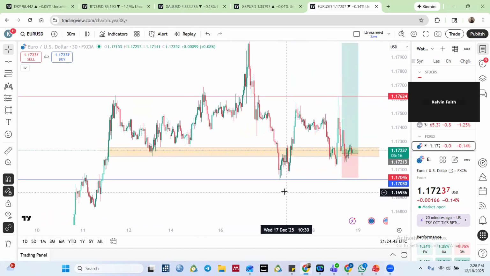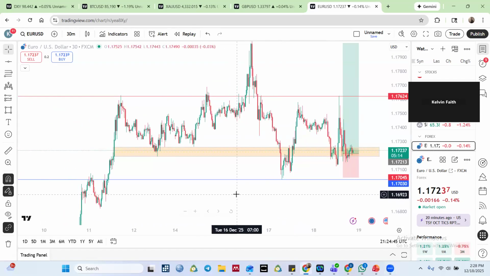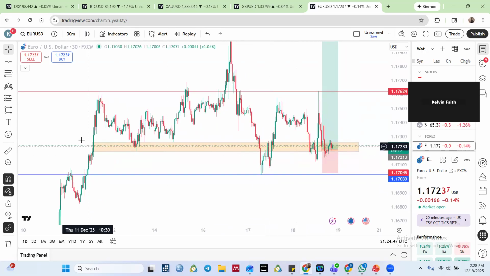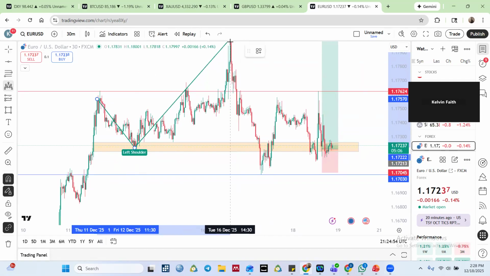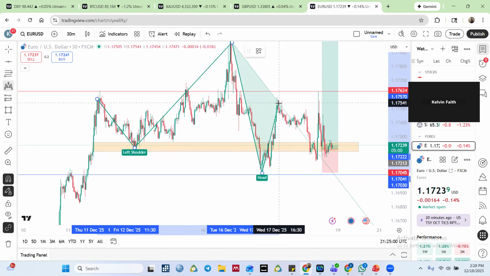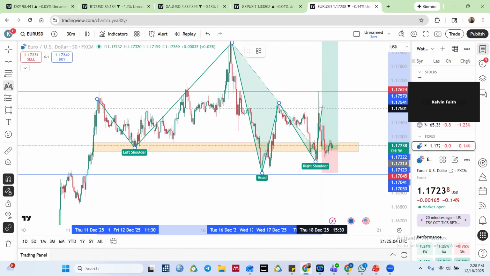So the flip side of the DXY is the Euro USD. For Euro USD, I could see we have a left shoulder, price hit this level. It's making a head, it hit this area. It's making a right shoulder. It goes up to crash here. It's dropping back to retest the right shoulder.